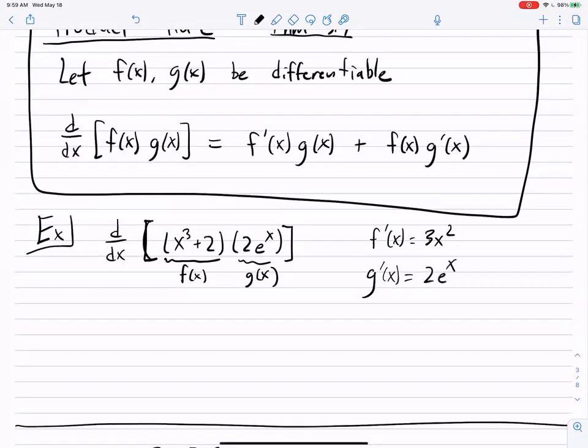And so by the product rule, this whole derivative will be the derivative of f, which is 3x squared, times the regular of g, 2 e to the x, and then plus g prime of x, which is 2 e to the x, times the regular of f of x, which is x cubed plus 2.